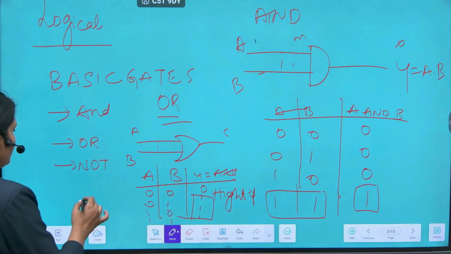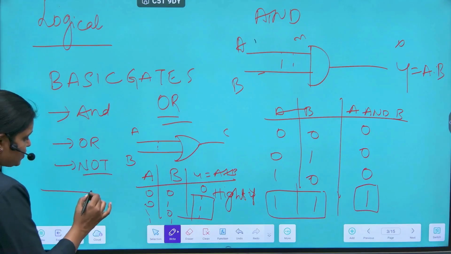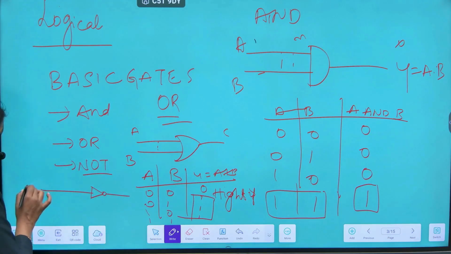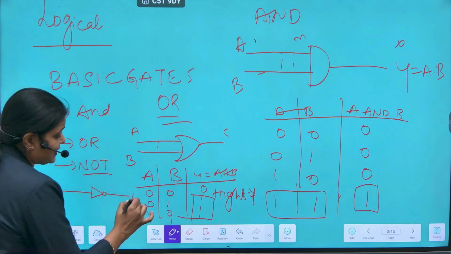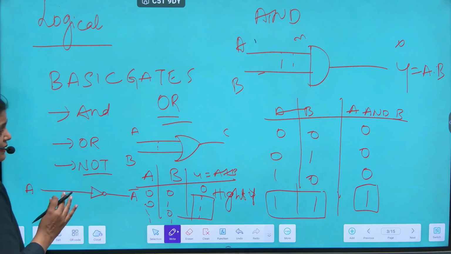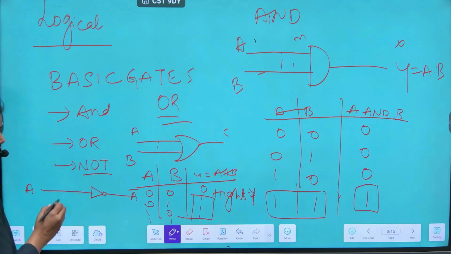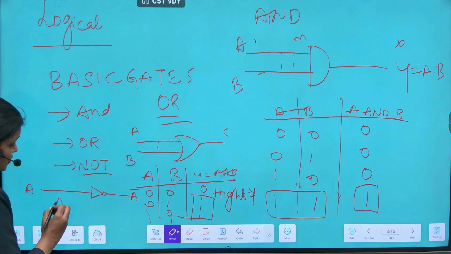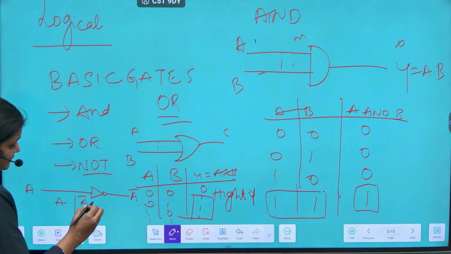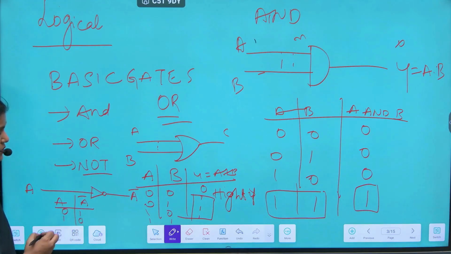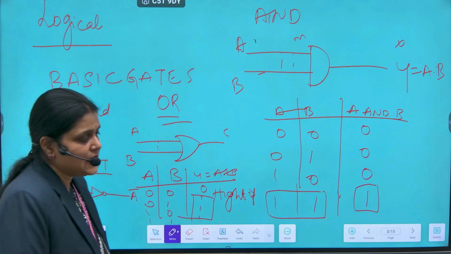Now let's talk about the NOT gate. The NOT gate is also called the complement. If I am giving A as input, A bar is the complement, or NOT gate. Here in the NOT gate I can give only one input, that is A, and I get only one output. So A and A bar. If I give 0 I get 1. If I give 1 I get 0. So these are the three basic logical gates.